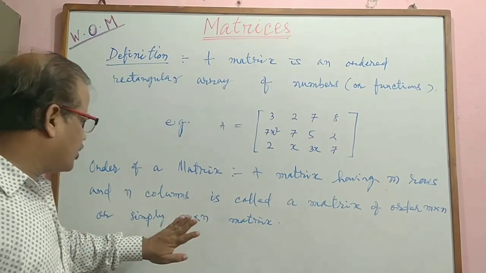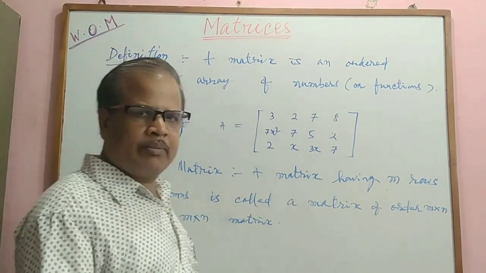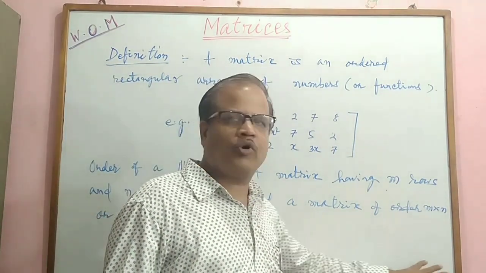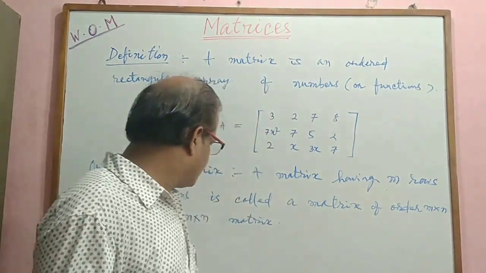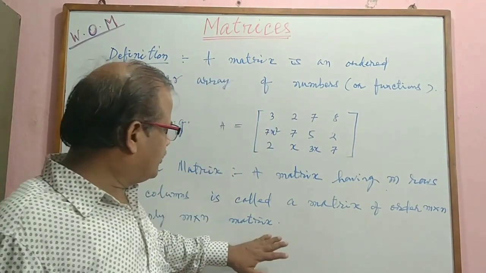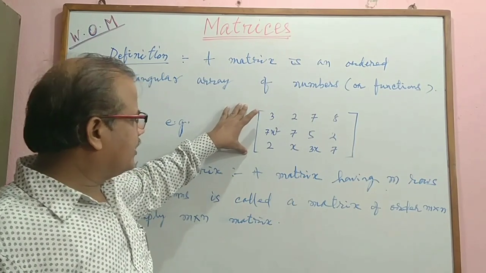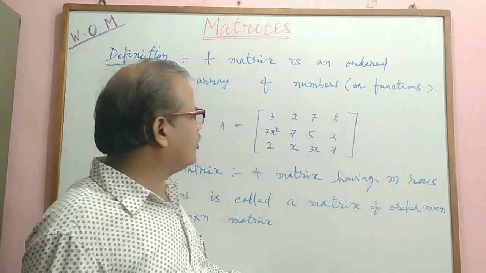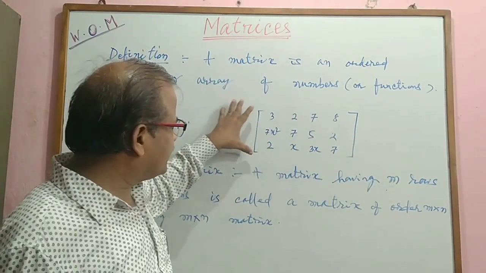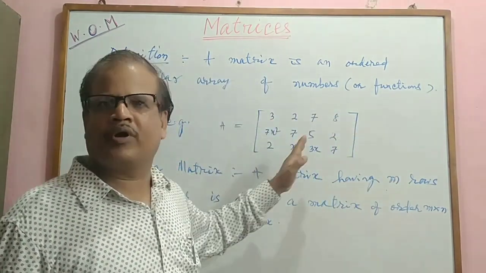What is the order of a matrix? A matrix having m rows and n columns is called a matrix of order m by n, or simply an m by n matrix. Here A is a matrix of order 3 by 4 since it has 3 rows and 4 columns.